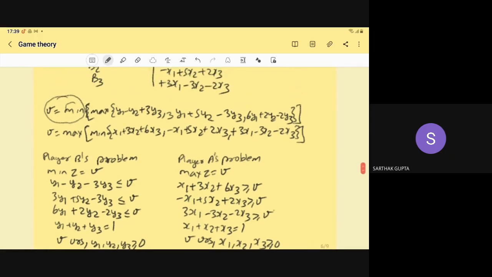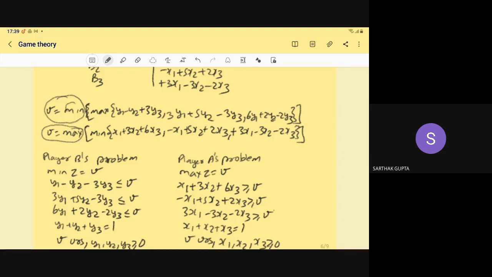Similarly, if you have to write the LP problem for player A, here you are maximizing V. So maximize V, where V is the minimum of these three. When V is the minimum of these three, it means all are greater than or equal to V.